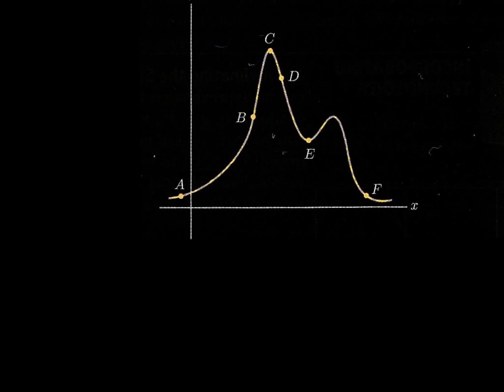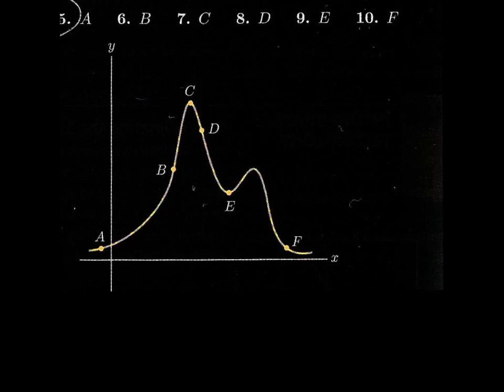Go ahead and start with position A. Going ahead and drawing that in. We have a tangent line there. For B, we have a tangent line there. For C, there's our tangent line. For D, for E, and for F. And so let's go ahead and look at these.